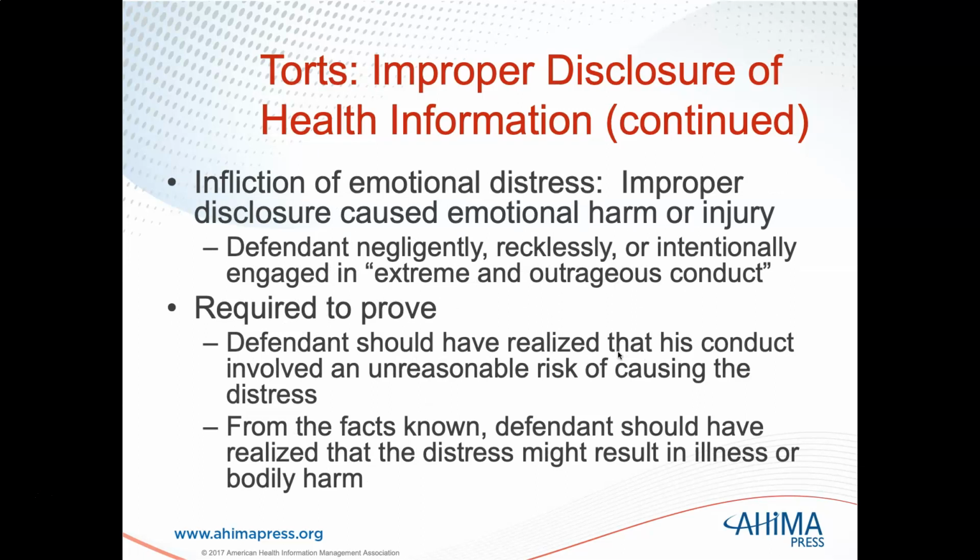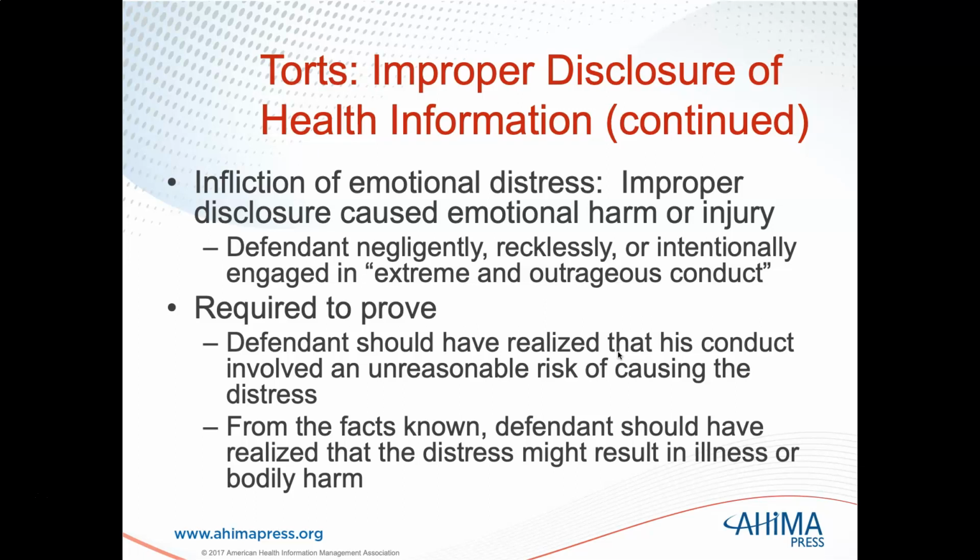Now it brings in emotional distress. This is an improper disclosure that caused emotional harm or injury. What they're trying to prove is that the defendant negligently, recklessly, or intentionally engaged in extreme and outrageous conduct. The defendant should have realized that his conduct involved an unreasonable risk of causing the distress, and from the facts known, the defendant should have realized that the distress might result in illness or bodily harm.